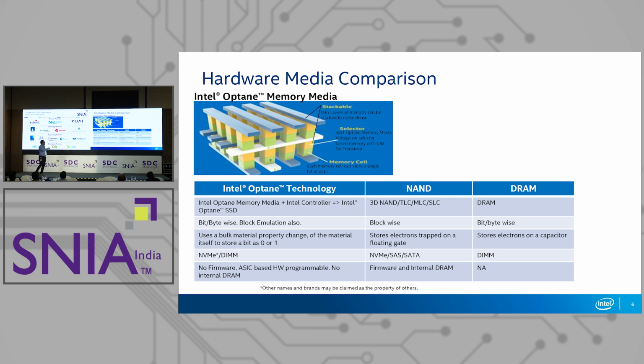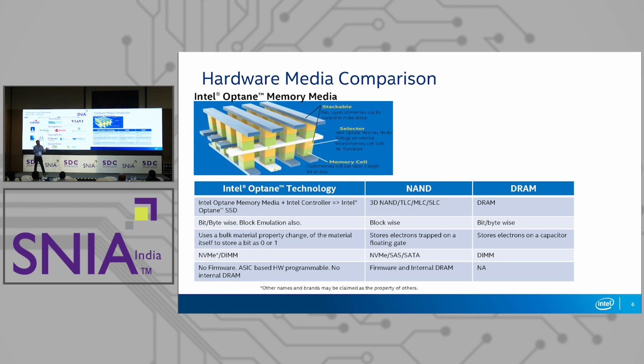I will take the next point: how do we access this memory? We have the option to access it in a bit-wide manner, and we also have a block emulation inside it that makes it qualified as an SSD. If you compare it with NAND, it's just block access, whereas in DRAM you have bit-wide access, right? So how do we store things? It uses a bulk material property change.